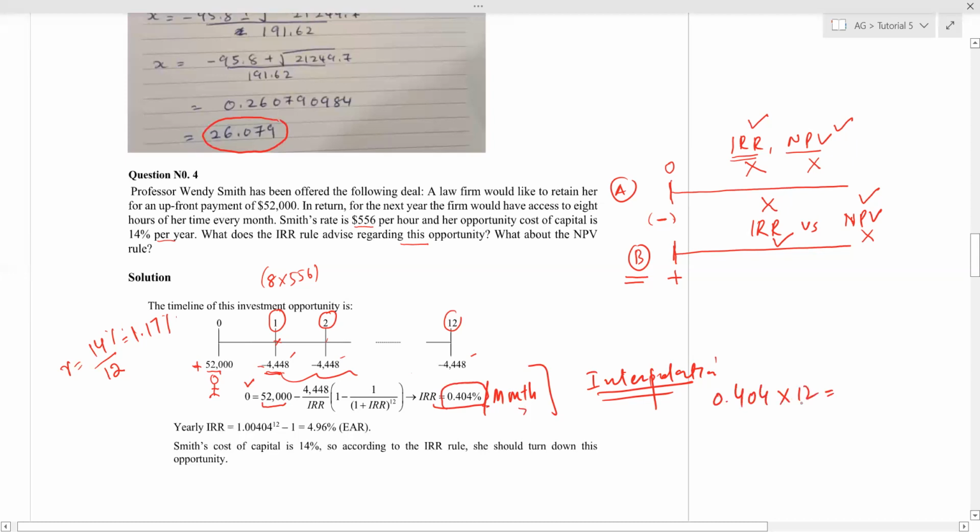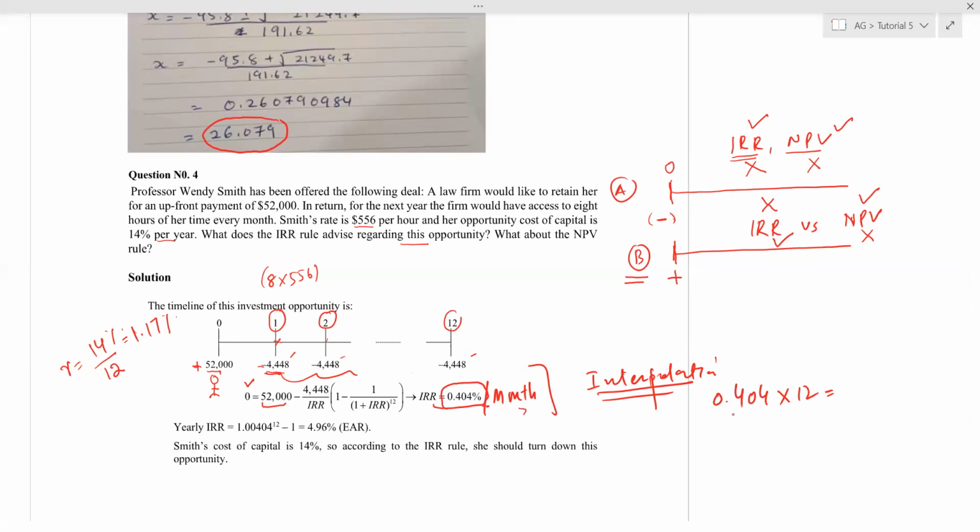You can do that, but this is not a good way of doing it, because the answer that you get is lower than the answer if you calculate otherwise. So let's take an example. For instance, if I multiply this 4.04% by 12, just wait a minute, 404 divided by 100 multiplied by 12.